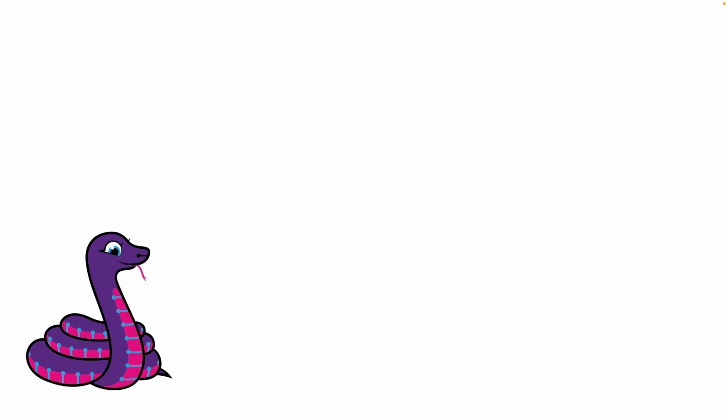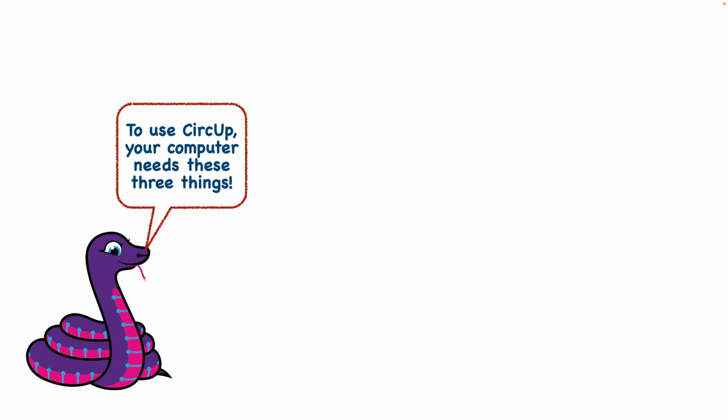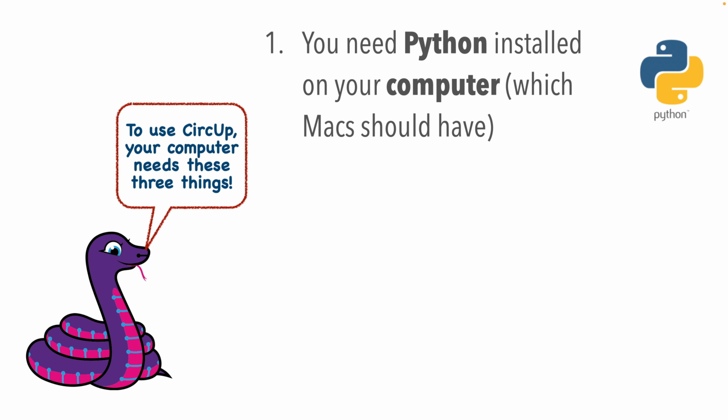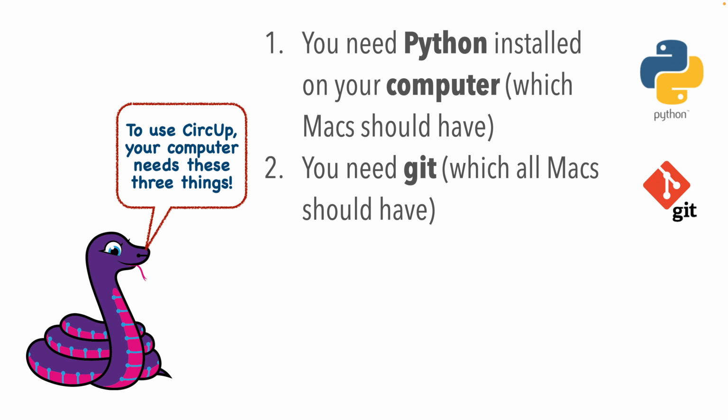Now, there are a few things we need to make sure that your computer, not your board, has installed before we can install CircUp. First, your computer needs a version of Python. I believe it's version 3.8 or greater. We also need Git installed. Git is a tool that your computer uses for version control.